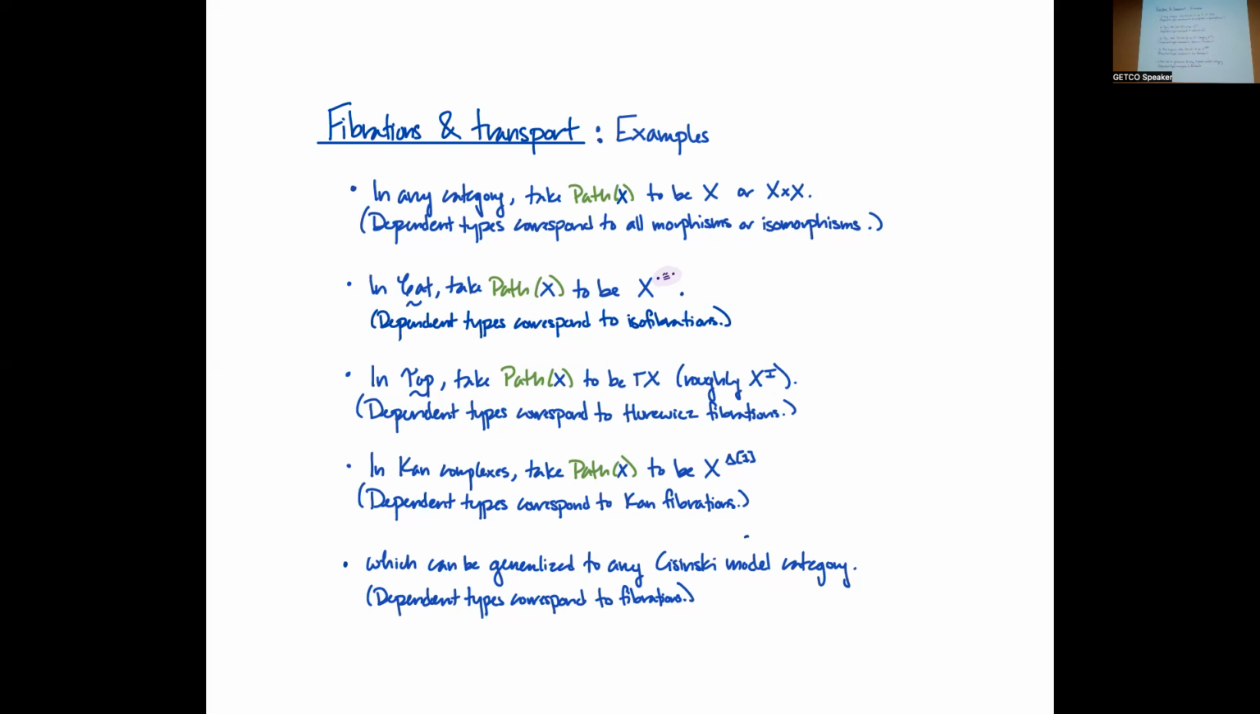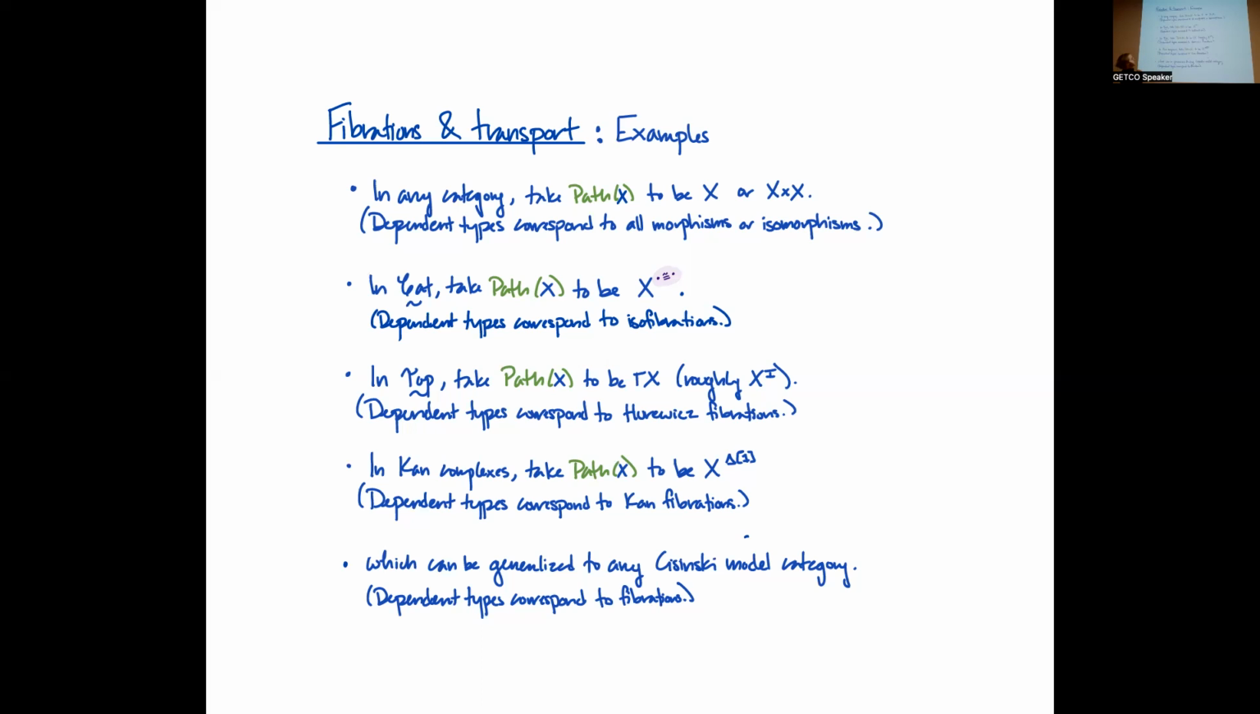Okay, there's a nice example in Cat. We can take Path X to be X to the free isomorphism category. So this thing is just the category of isomorphisms in X. The objects are isomorphisms. The morphisms are commuting squares. And here in this example, dependent types correspond to isofibrations. People know what that is. An isofibration in the category of categories is just a functor where, if you have an isomorphism in the base and a chosen lift of, say, the domain, then you can lift the whole isomorphism. Okay.